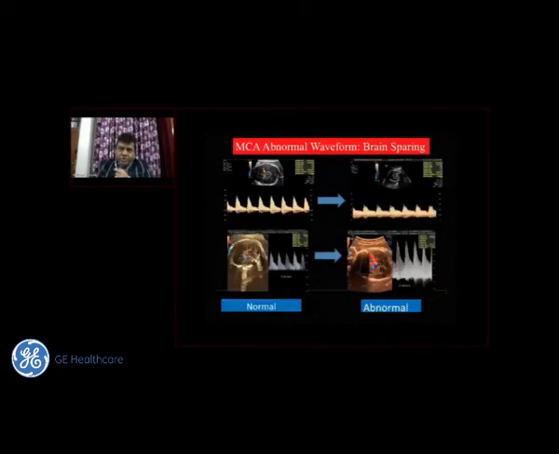So MCA abnormal waveforms. Now this one was a normal one, but here you can see that the brain sparing has set in, and brain sparing is the term that we use when the fetus is trying to redistribute the blood, which means that it's trying to send more blood to the fetal brain in cases of hypoxia, which also means that the PI values are going to go down and the diastolic flow is increasing. So once that is happening, that is the term that we use as brain sparing.